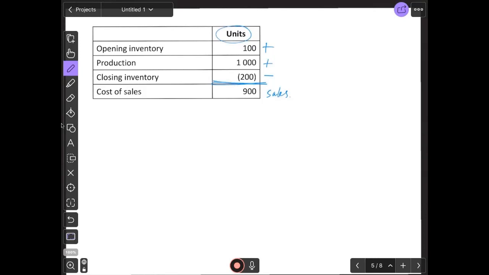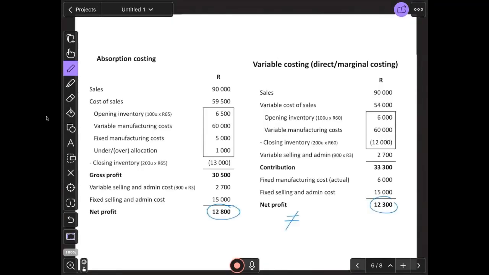Now, whenever there's a difference between opening and closing inventory, or a difference between production and sales, it's the same thing, then we will have a difference in the profit. You can see there the profit is not the same. And the only reason, I'm going to write it down if my voice breaks up, the only reason for the profits not being the same is opening stock and closing stock not being equal. The rest is all the same.